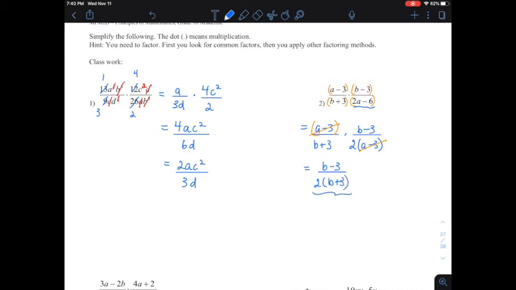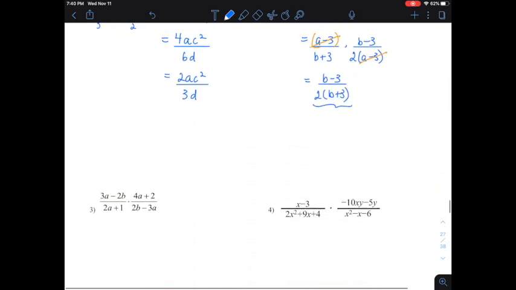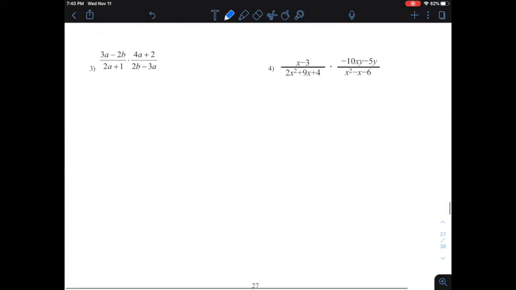Now some guys want to expand that. I would just leave it alone. It's a lot neater and it's a lot easier for me to mark if the denominator stays factored. Okay, so let's just keep the denominator factored when we can. Okay, let's do number 3.